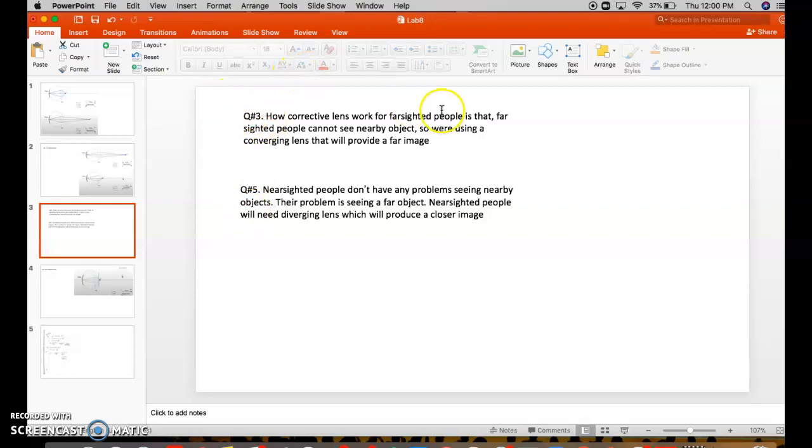So how the corrective lens work for farsighted people is that farsighted people cannot see nearby objects. So we're using a converging lens that will provide a far image.